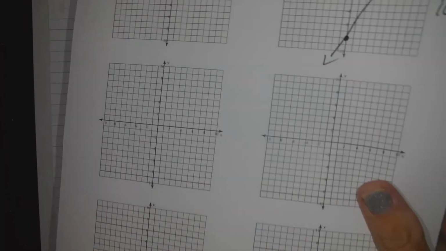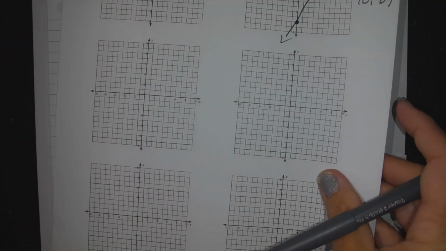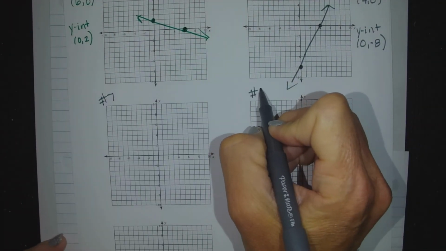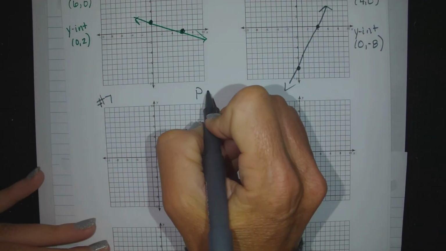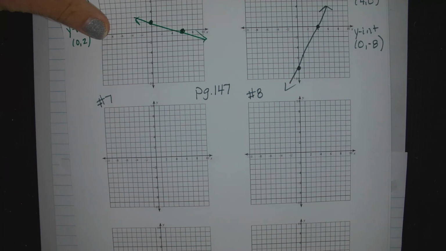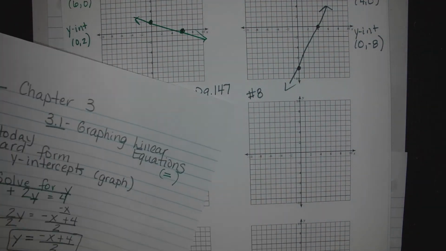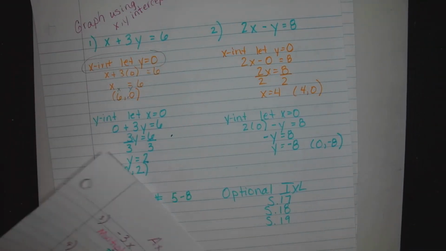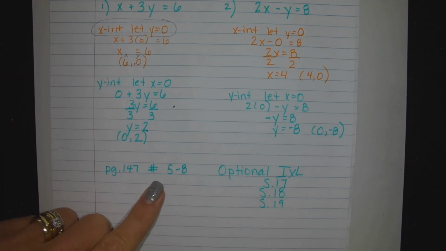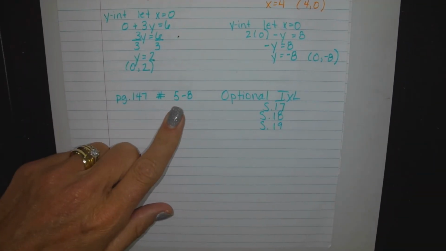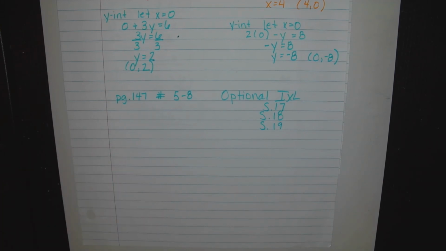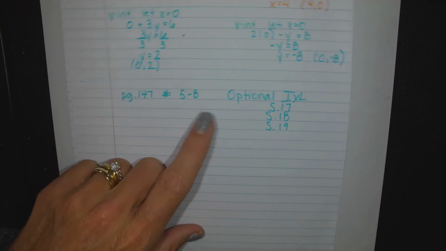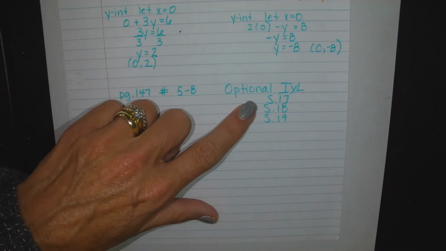You will need this piece of graph paper for your homework for numbers 7 and 8. If you want to go ahead and write number 7 and number 8, I will be checking these on page 147. Your homework is as follows. Where did I put it? Oh, here it is. Here's your homework, right there. Page 147, 5, 6, 7, and 8. 7 and 8 are graphs. Optional IXL to work on standard form.